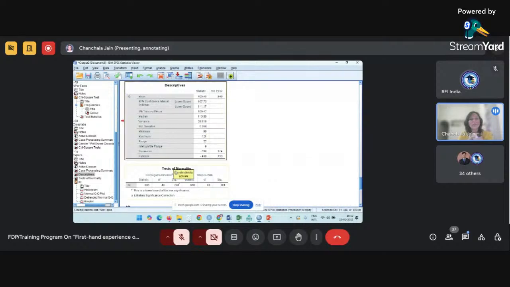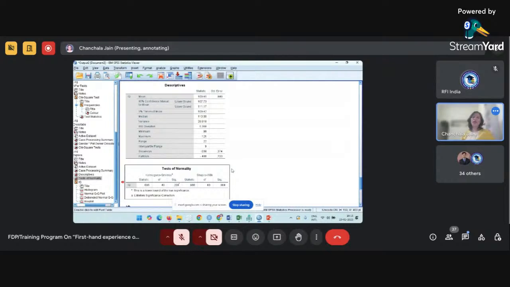We'll proceed further and ascertain the normality of IQ with the help of the Shapiro-Wilk test also. In the next table, Tests of Normality, you can find for the Shapiro-Wilk test, the significant value is 0.684. What does 0.684 mean? It is greater than 0.05. If it is greater than 0.05, you need to hold the null hypothesis of the Shapiro-Wilk test. I told you that for this test, the null hypothesis is that the variable is normally distributed, right?